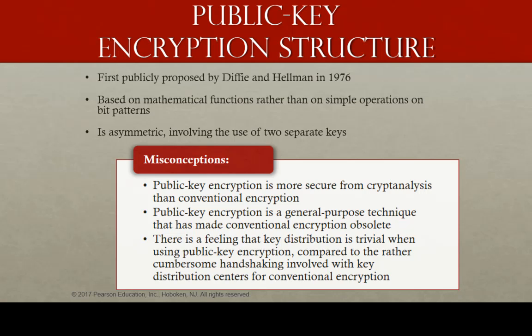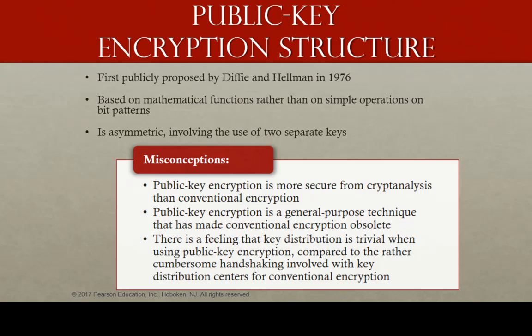There is nothing in principle about either conventional or public key encryption that makes one superior to the other from the point of view of resisting cryptanalysis. A second misconception is that public key encryption is a general purpose technique that has made conventional encryption obsolete. On the contrary, because of the computational overhead of current public key encryption schemes, there seems no foreseeable likelihood that conventional encryption will be abandoned.